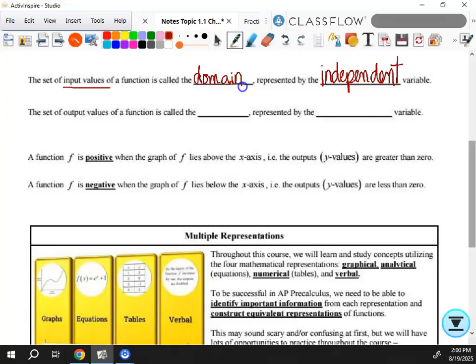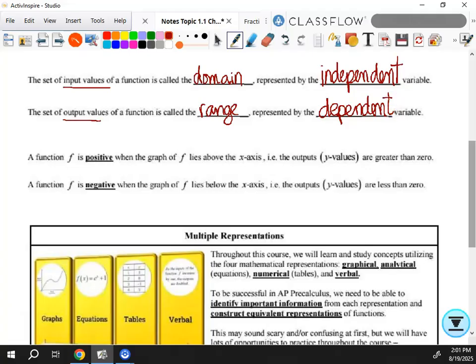A little worried about that. Although, maybe you didn't know that's where I was trying to get you. I know, but I was trying not to just give it away. The set of output values is called the what? Range. And that would be dependent. Now, also domain and range, totally not brand new.